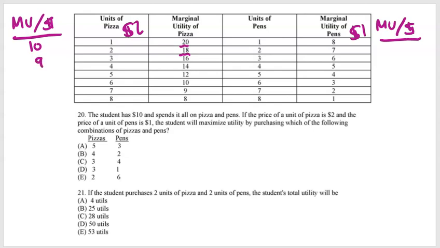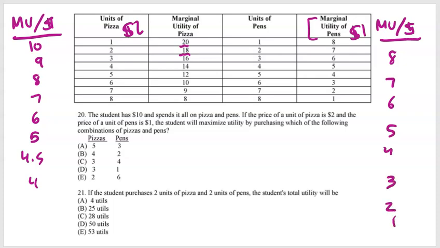And then so on and so on, right? 16 divided by 2 is 8. 14 divided by 2 is 7. 12 divided by 2 is 6. 5, 4.5, and 4. Well, now we have to look at the other side with the marginal utility for pens. This should be pretty simple, right? Why? Because the price of a pen is just a single dollar. So if they already give us the marginal utility and we're just dividing it by 1, it's just going to be the same thing. 8, 7, 6, 5, 4, 3, 2, 1.